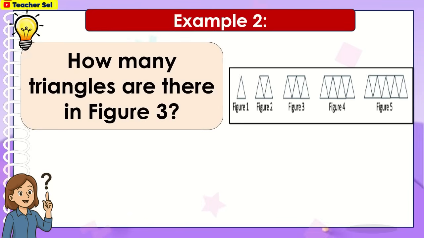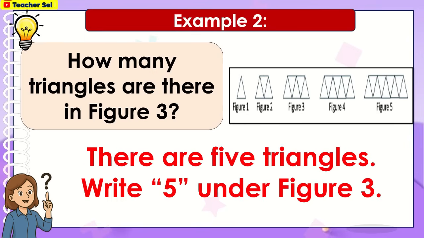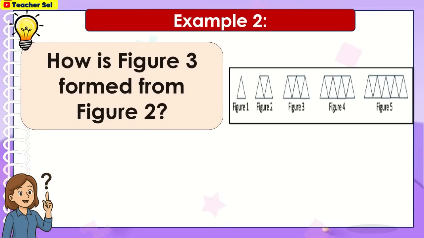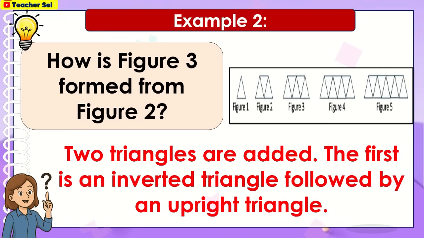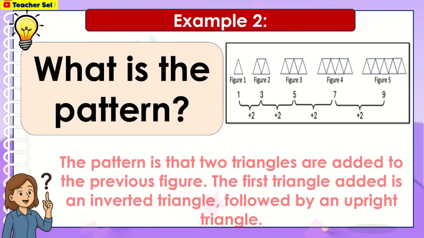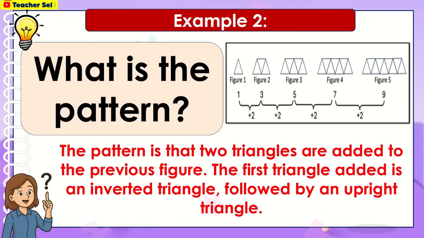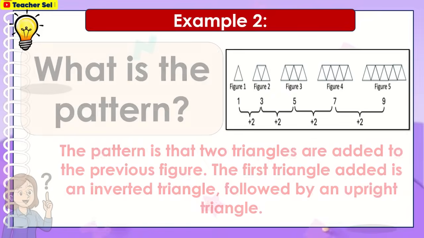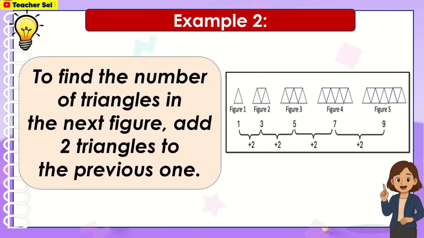How many triangles are there in figure 3? There are 5 triangles. Write 5 under figure 3. How is figure 3 formed from figure 2? 2 triangles are added. The first is an inverted triangle, followed by an upright triangle. What is the pattern? The pattern is that 2 triangles are added to the previous figure. The first triangle added is an inverted triangle, followed by an upright triangle. To find the number of triangles in the next figure, add 2 triangles to the previous one.